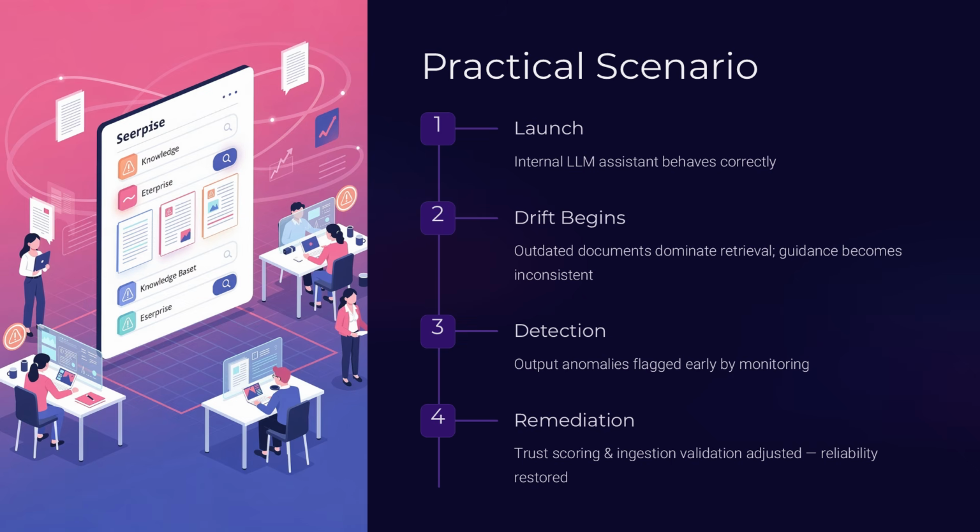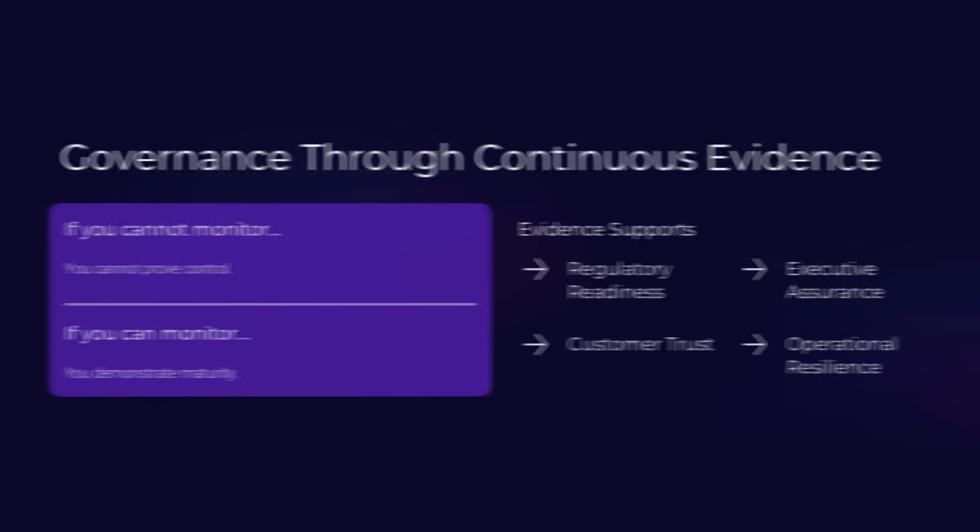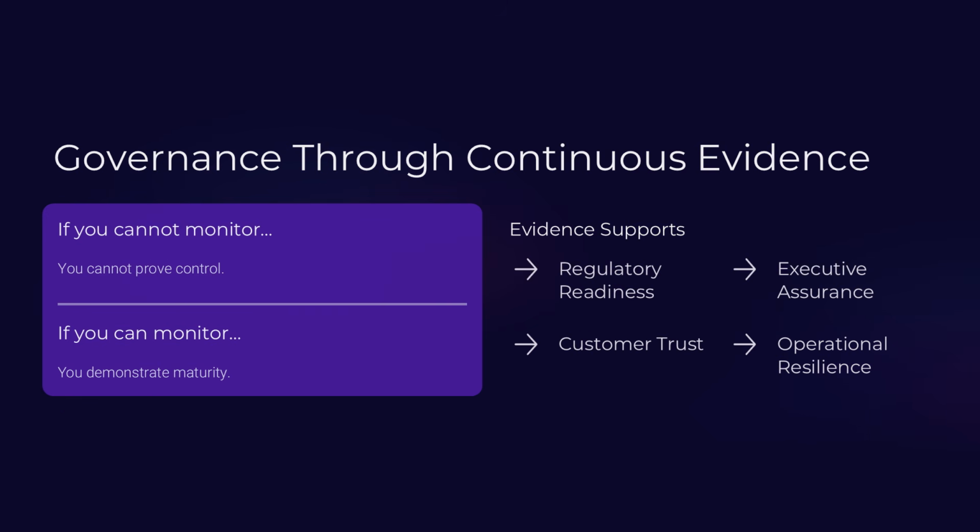With monitoring, you detect output anomalies early. You investigate which documents were retrieved. You discover that outdated documents are dominating retrieval results. You adjust trust scoring and ingestion validation. You restore reliability before damage occurs. This is the value of runtime assurance. It turns silent failure into visible signals. Now that you understand the operational reality, let us elevate this to leadership thinking.